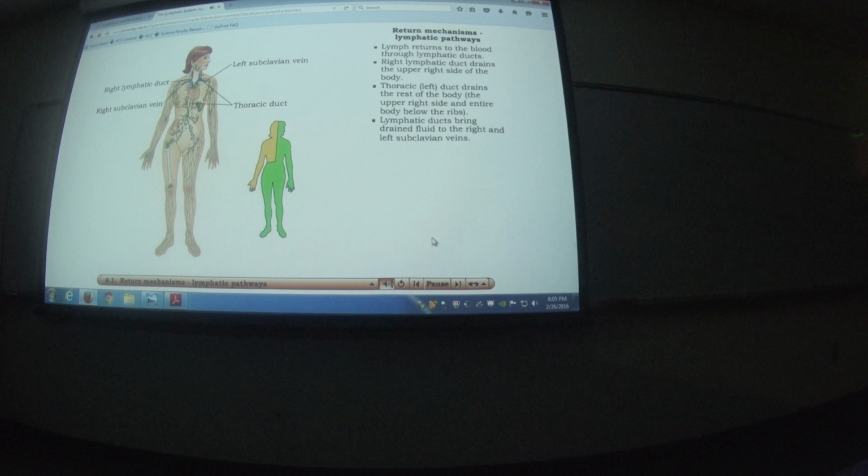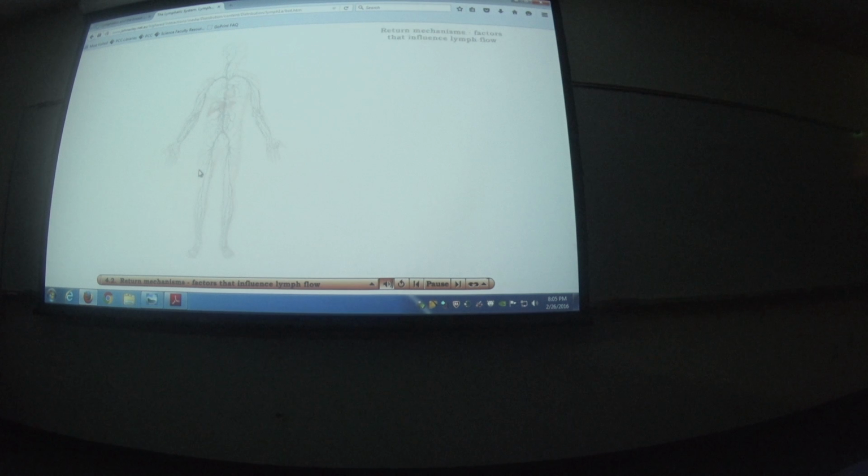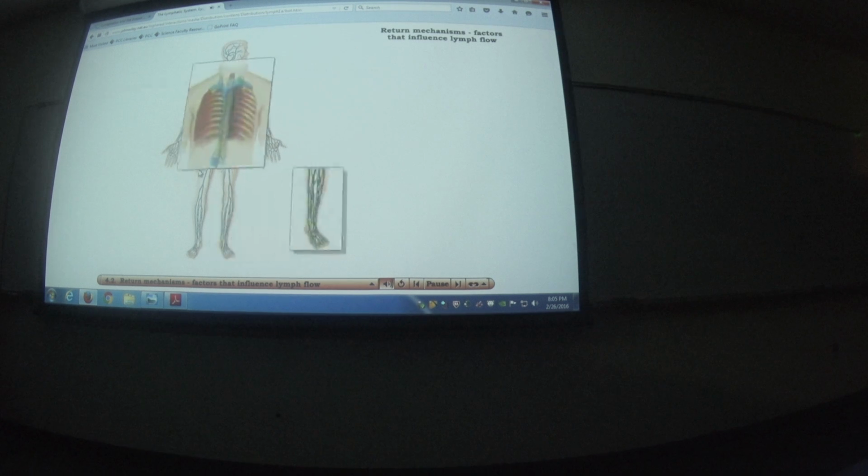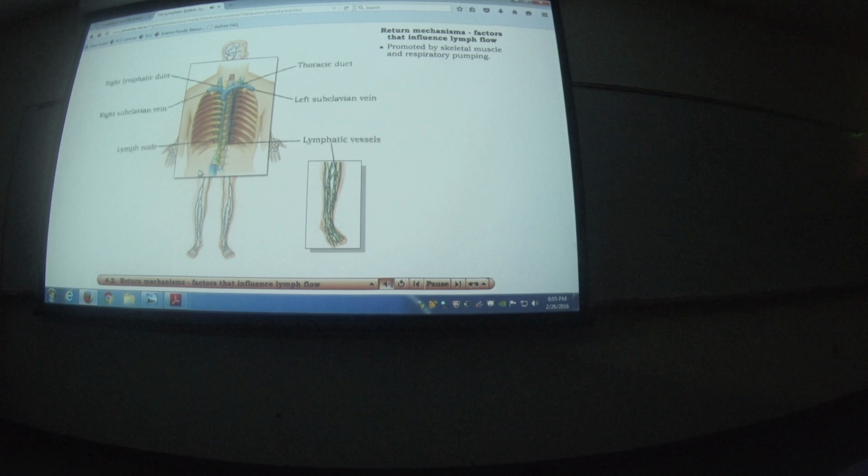The ducts bring drained fluid to the right and left subclavian veins. You're just right about here, right below your clavicle. Click on the subclavians. Skeletal muscle and respiratory pumping promotes the flow of lymph toward the thoracic and right lymphatic ducts. The same processes return venous blood to the heart.